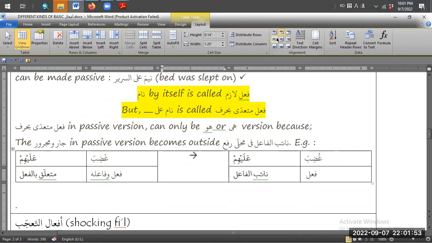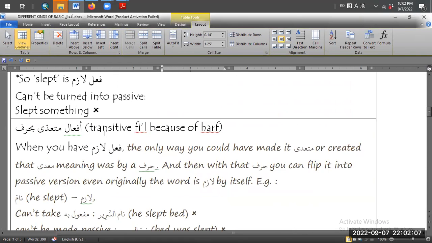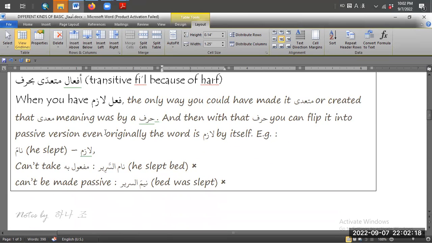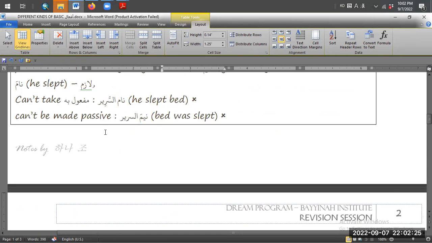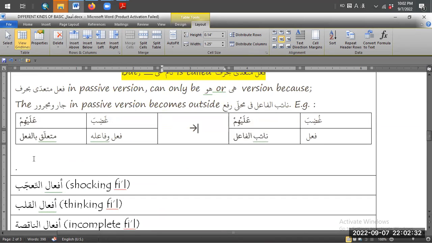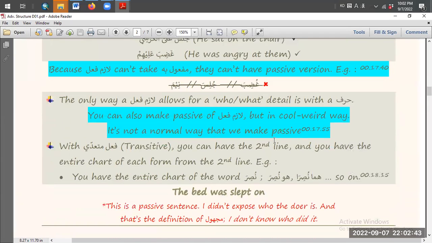Okay. Yeah, I will arrange this later. Anything else you want to discuss or add? So one thing was I was just taking note. Is making a maf'ul out of lazim fi'l? Making a maf'ul out of lazim fi'l. So yes, how do you do that? Maf'ul. Yes, right, so start very briefly.